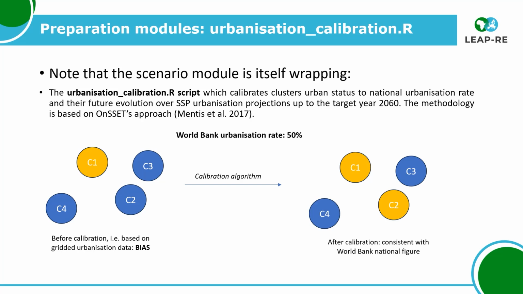This methodology is based on the original OnSSET approach developed by Mentis et al. So here you can see an example of the calibration algorithm. If before calibration there is a bias based on the gridded urbanization data, which does not converge or match with the statistically reported urbanization rate by the World Bank, the urbanization calibration model makes sure that the post-calibration status of urban-rural clusters is consistent.